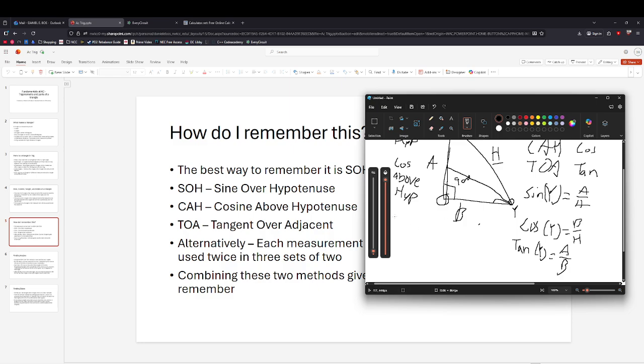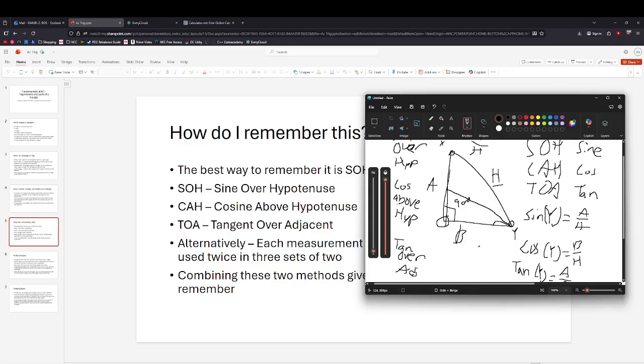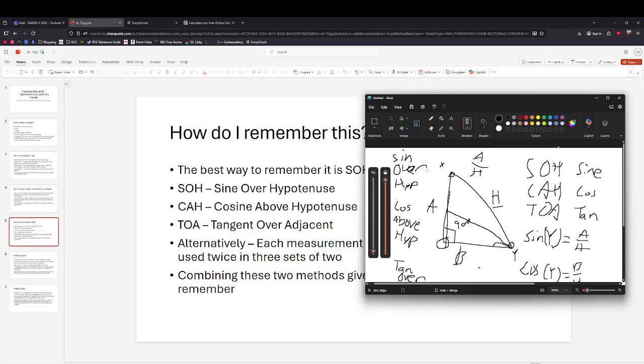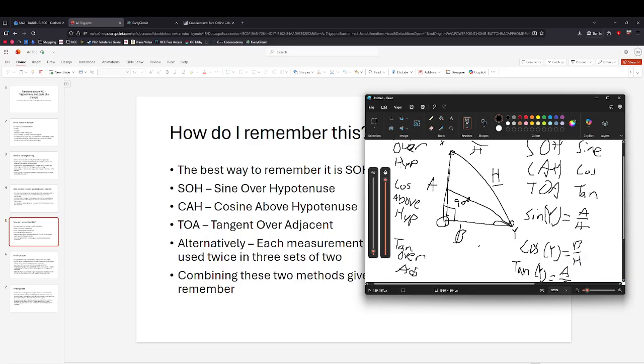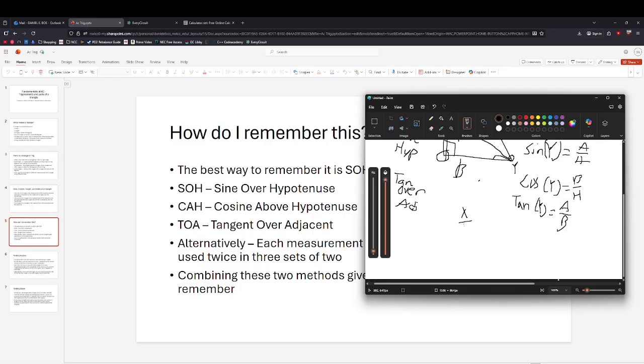So your tangent over adjacent. Okay, so here's what I was talking about. With sine over hypotenuse, cosine above hypotenuse, and tangent over adjacent, what you're trying to remember is over or above, they're interchangeable, and then you're remembering what it's over. So obviously if it's over your hypotenuse, then your hypotenuse is your denominator, which is the bottom half of a fraction.